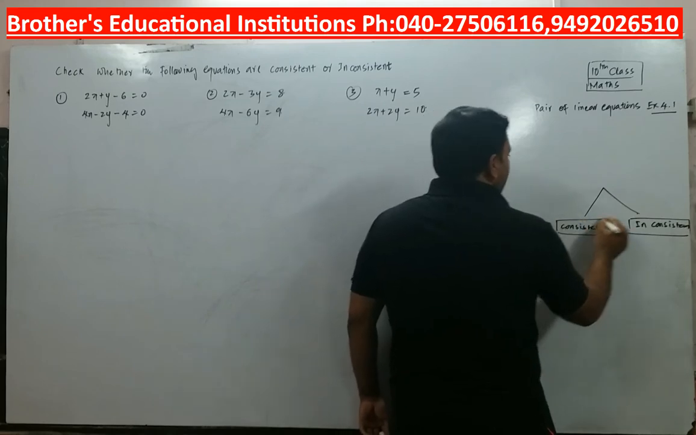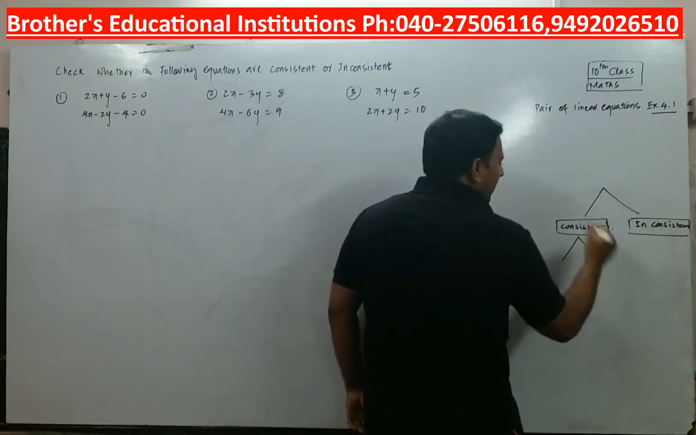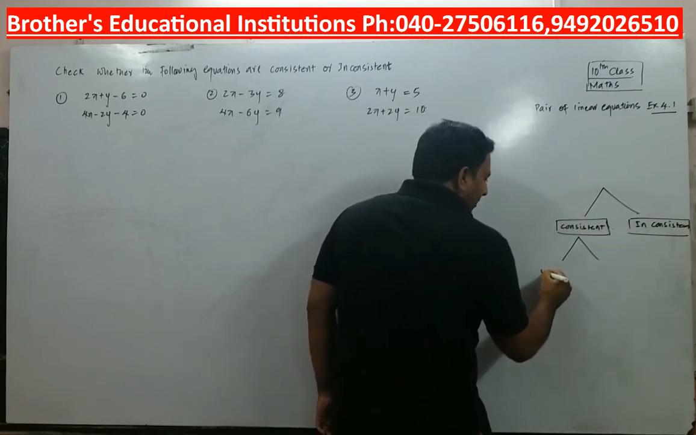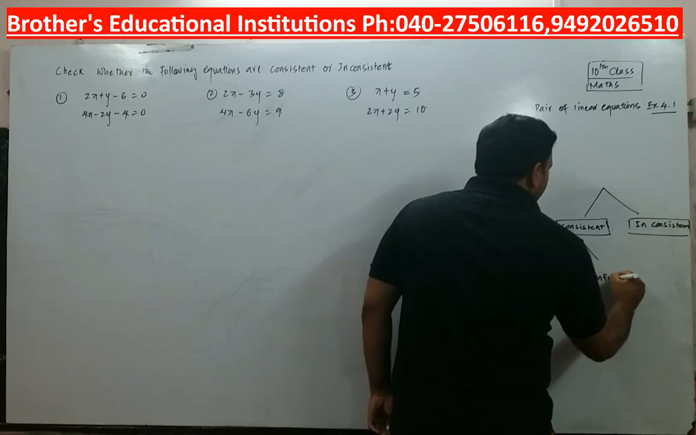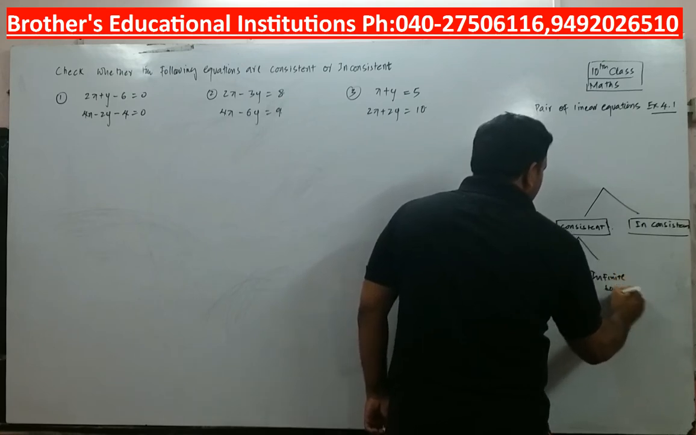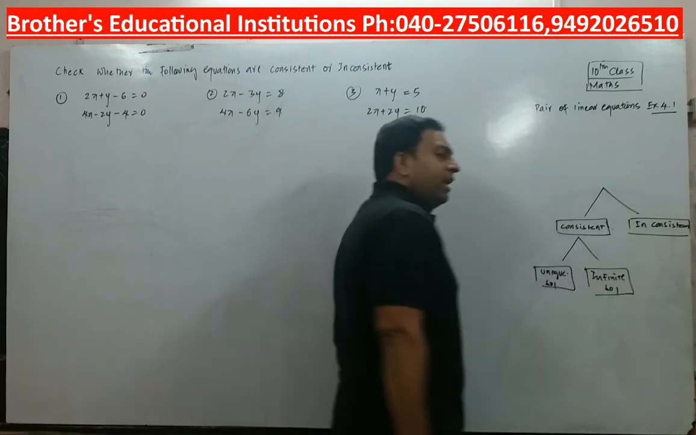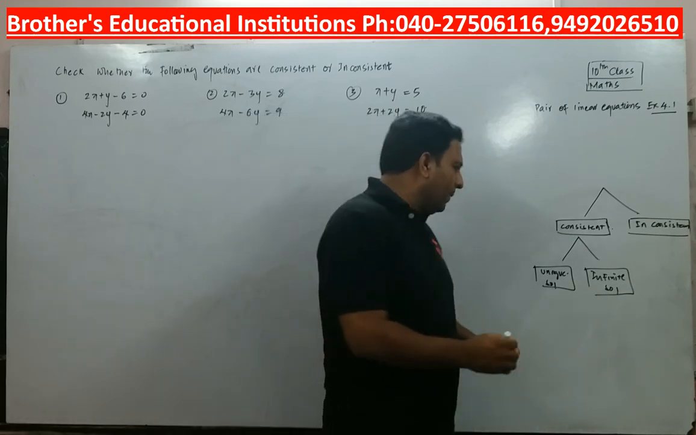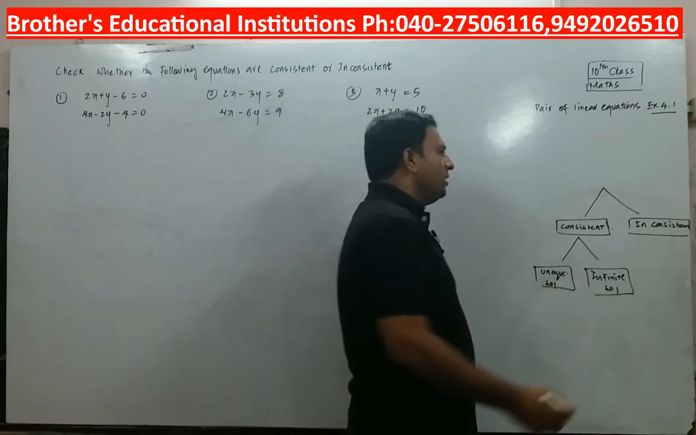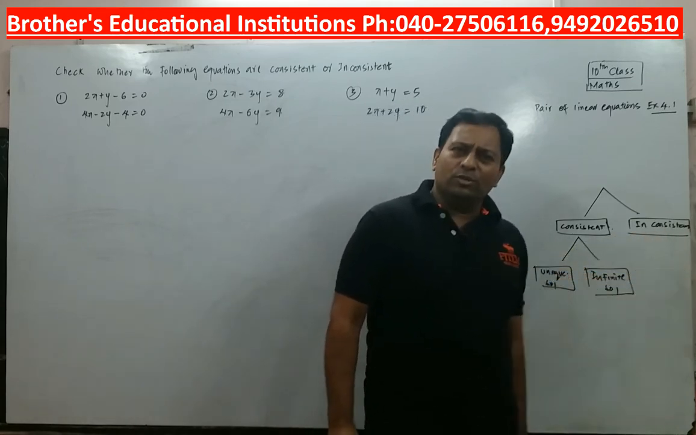But if you say consistent, consistency will be there in two types, where they'll have unique solution and they will have infinite solutions. So the given pair of linear equations will be of totally three types, where they have unique solution and where they can have infinite solution, or they will never have a solution.